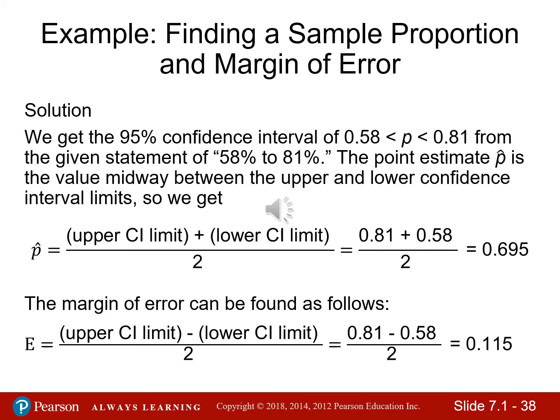So we get P hat equals 0.81 plus 0.58 divided by 2, and that equals 0.695. And our margin of error can be found as the upper confidence interval limit minus the lower confidence interval limit divided by 2, and that is equal to 0.81 minus 0.58 divided by 2, which is equal to 0.115.